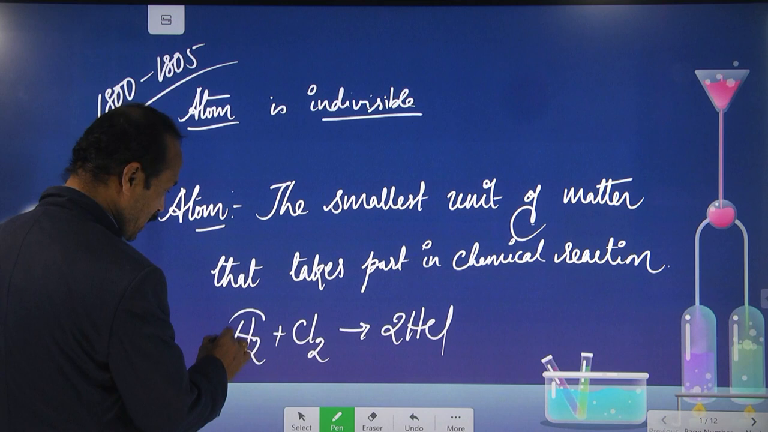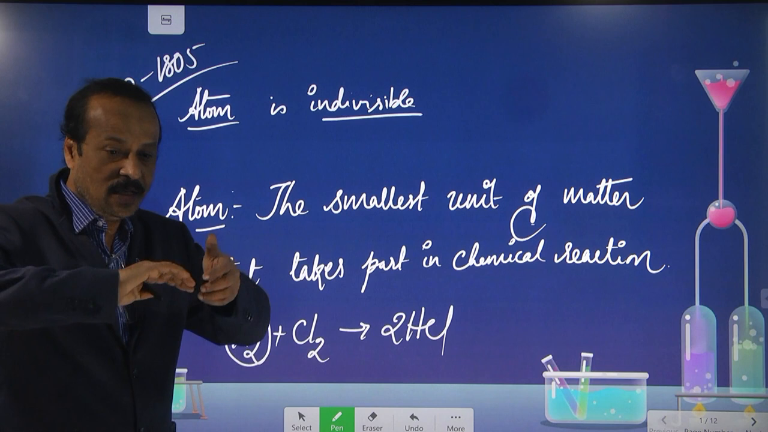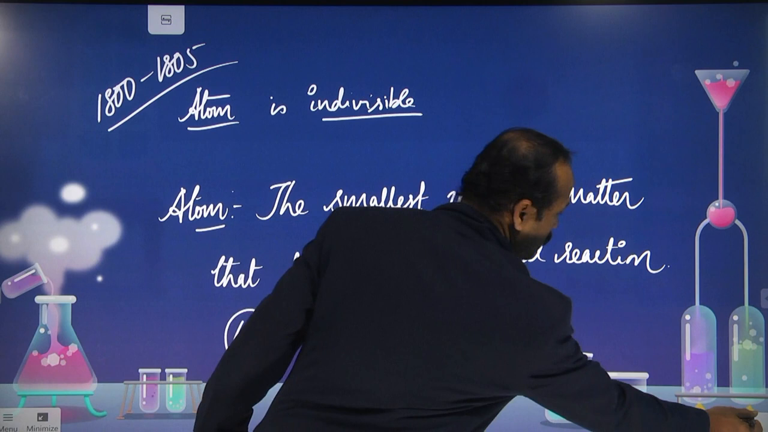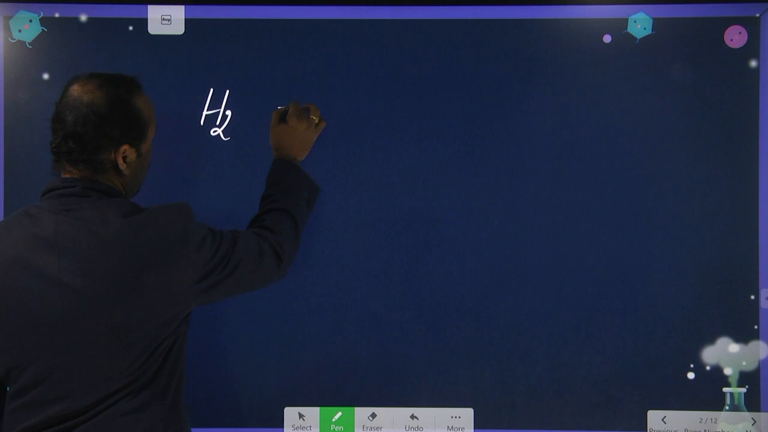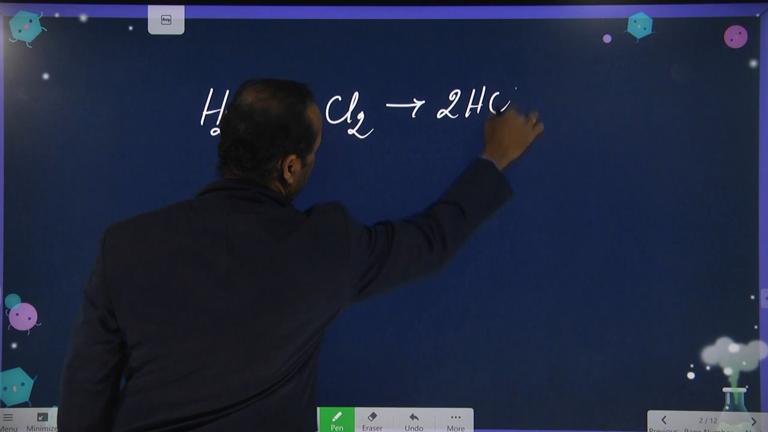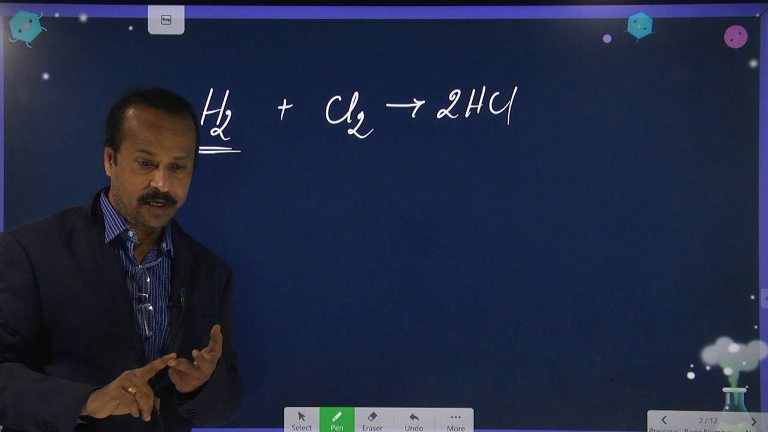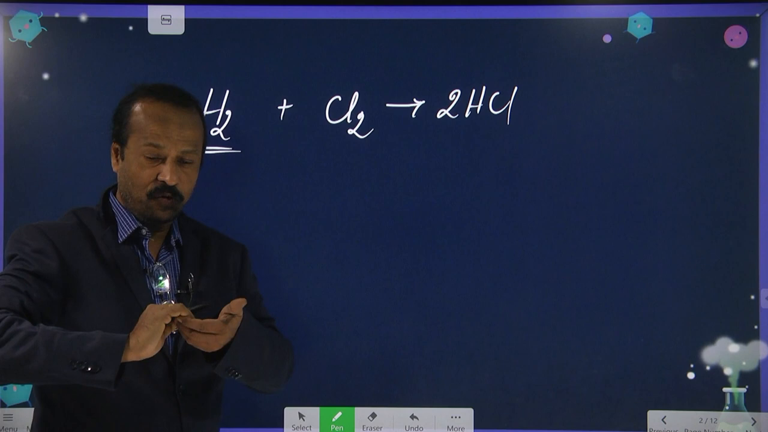H2 means two hydrogens are bonded together, so the bond will break. Here, two hydrogens make a hydrogen molecule, combining with the chlorine molecule to form 2HCl, right? In higher classes you learn that there is a bond between two hydrogen atoms, called a covalent bond. Bond means a force of attraction, so a force of attraction between the two hydrogen atoms forms that molecule.